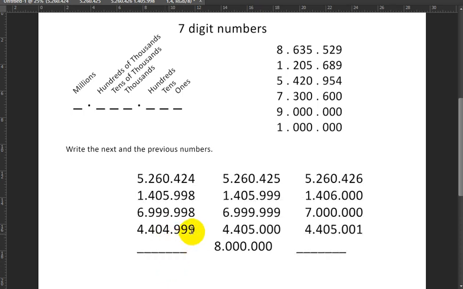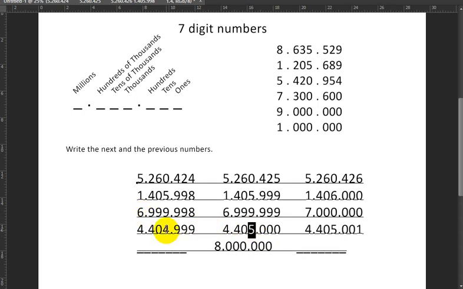Right? So again, we have this domino effect where because you needed to regroup once, it caused all the next digits to regroup up until you met one that didn't need regrouping. You could actually subtract 1 from 5. So the previous number before 4,405,000 is 4,404,999. You can imagine here that this is going to happen again from all the zeros.